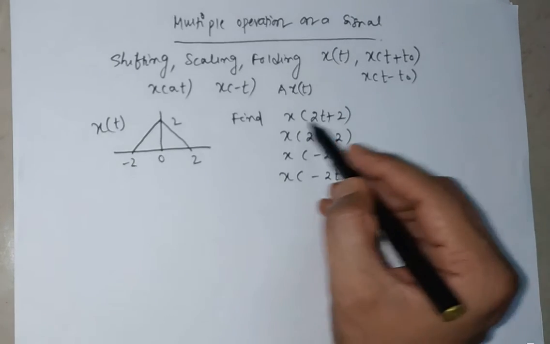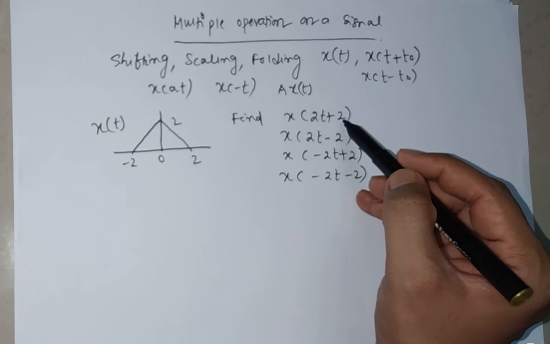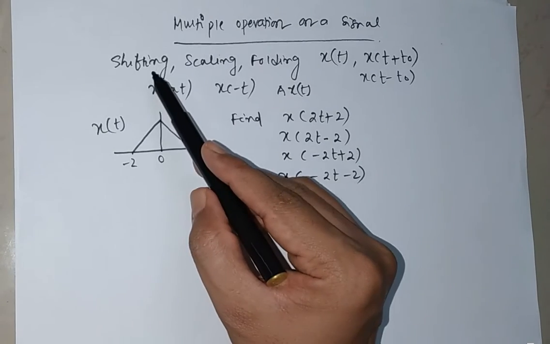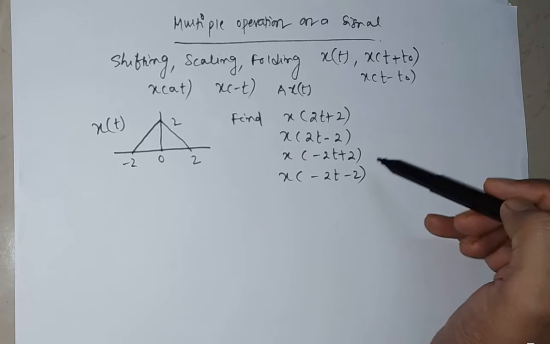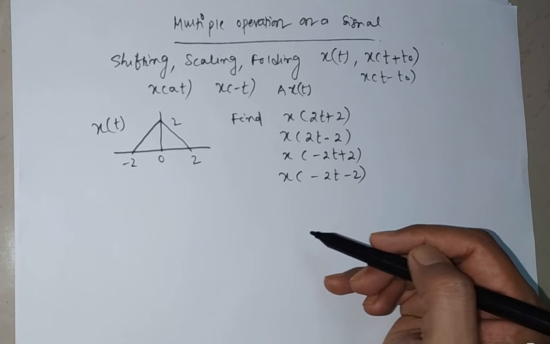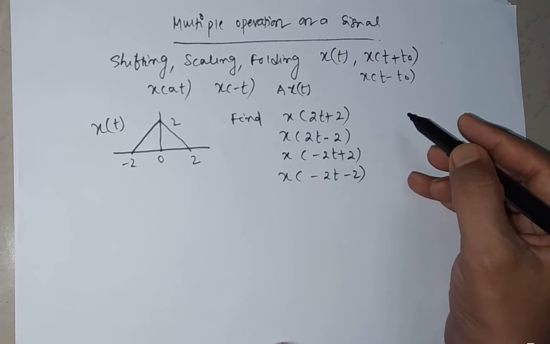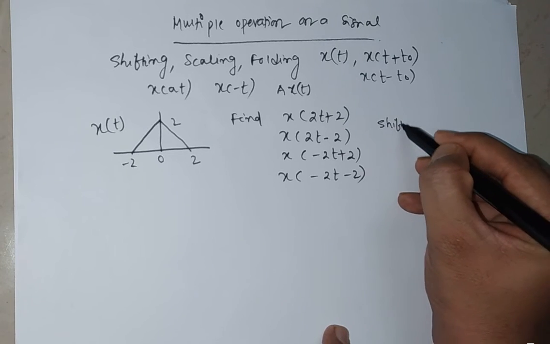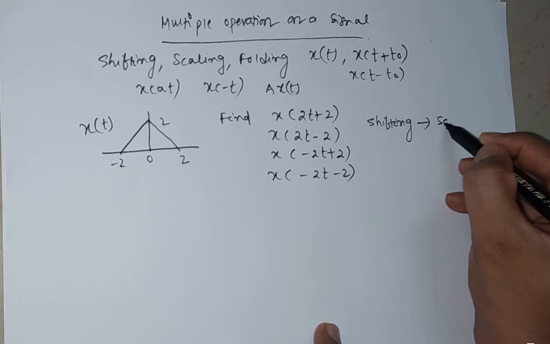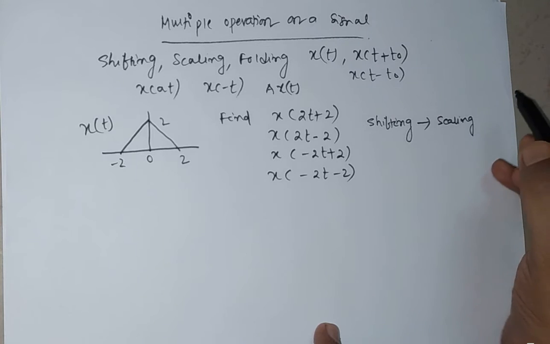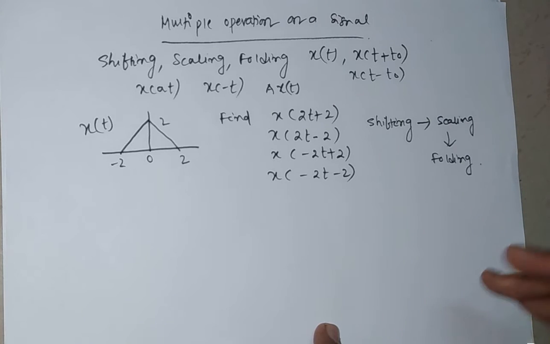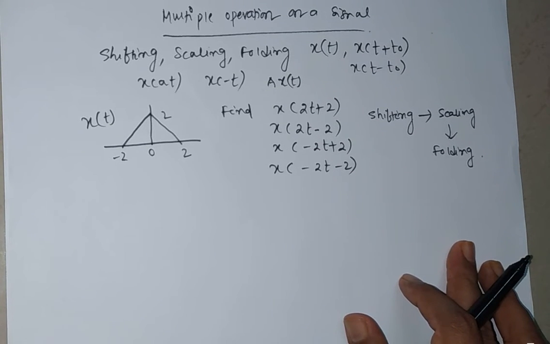This is the multiple operation. If you see here, time scaling is there, shifting is there, and in the second 2 cases, folding is also there. Shifting, scaling, folding, all operations are applied on a single signal. Whenever you see this type of problem, I will give one simple formula that you have to follow. The formula means the order. What is the order you have to follow? Shifting, then scaling, then folding.